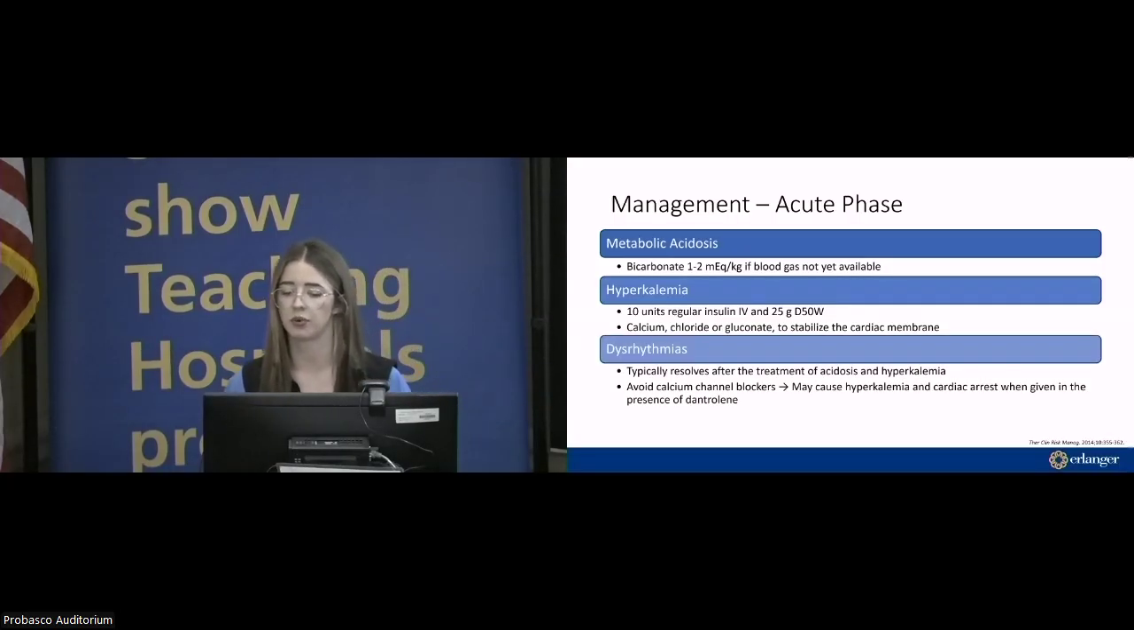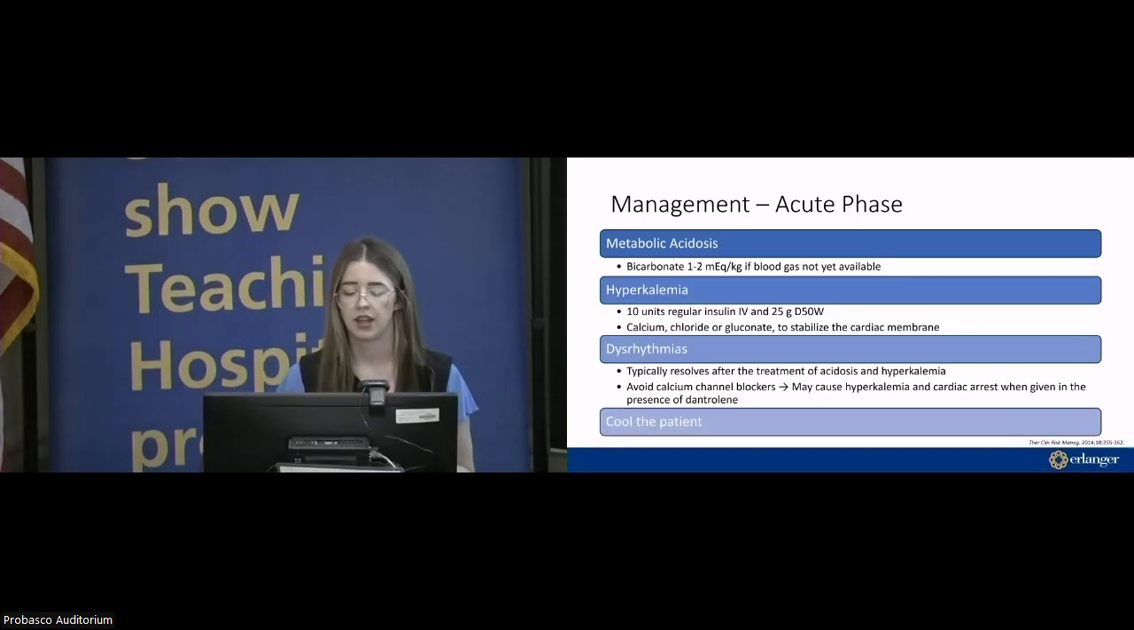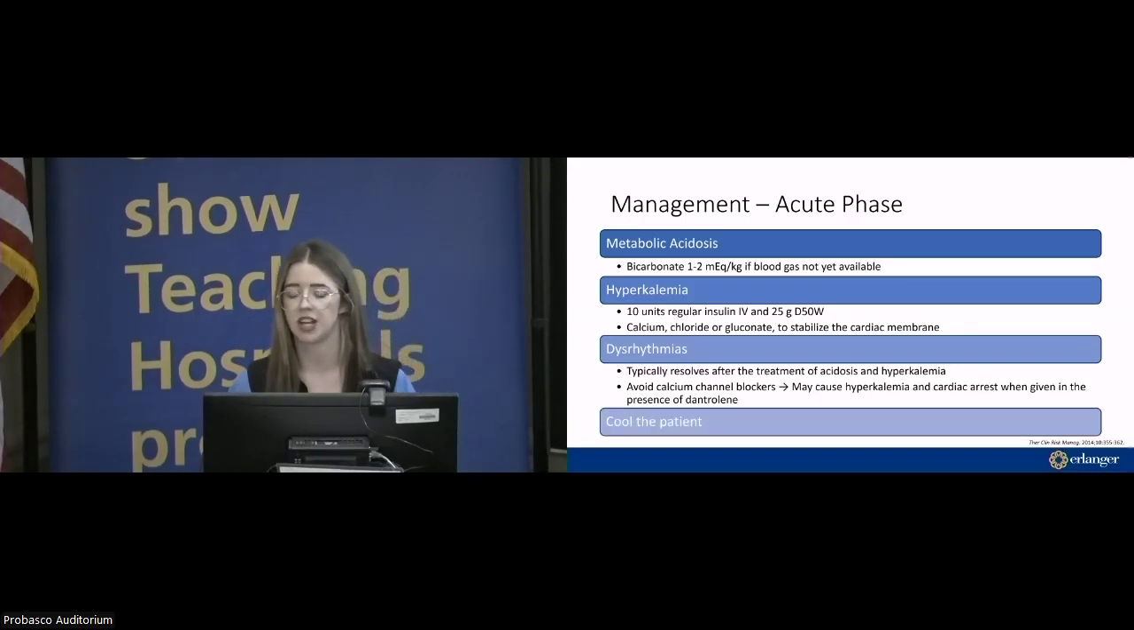Dysrhythmias often improve once acidosis and hyperkalemia are corrected. Importantly, you want to avoid calcium channel blockers, which can precipitate hyperkalemia and cardiac arrest when given with dantrolene. Cooling measures should be initiated concurrently. Even though dantrolene corrects the underlying physiology, external cooling remains necessary until core temperature normalizes.